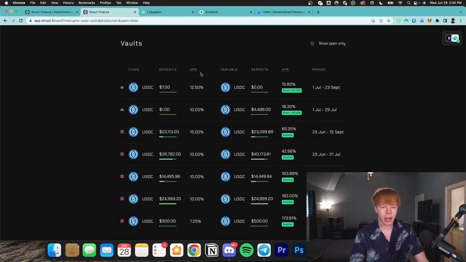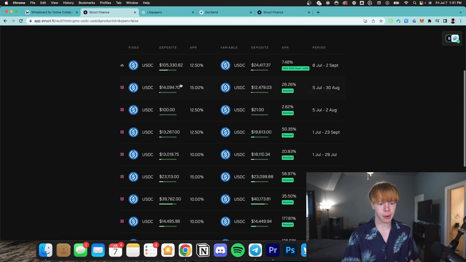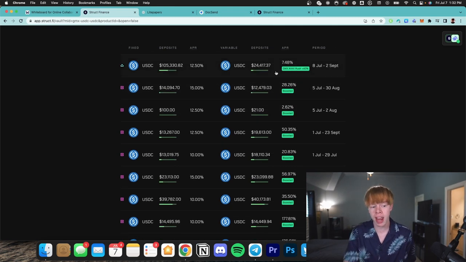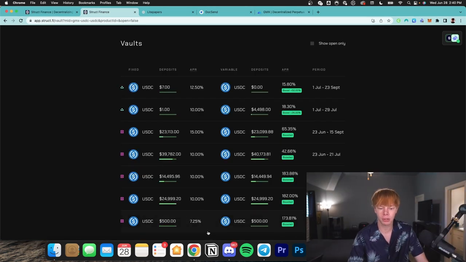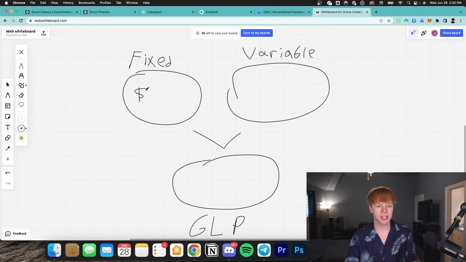Now over here on the left, you're going to have the fixed yield vaults. These are the vaults that are supposed to have no market exposure. But remember, in the case the variable yield vaults get drained, then it does move on to the fixed yield vaults. And over here on the right, you're going to have the variable vaults, the ones that actually take on the risk. So let's take a look at how that works.